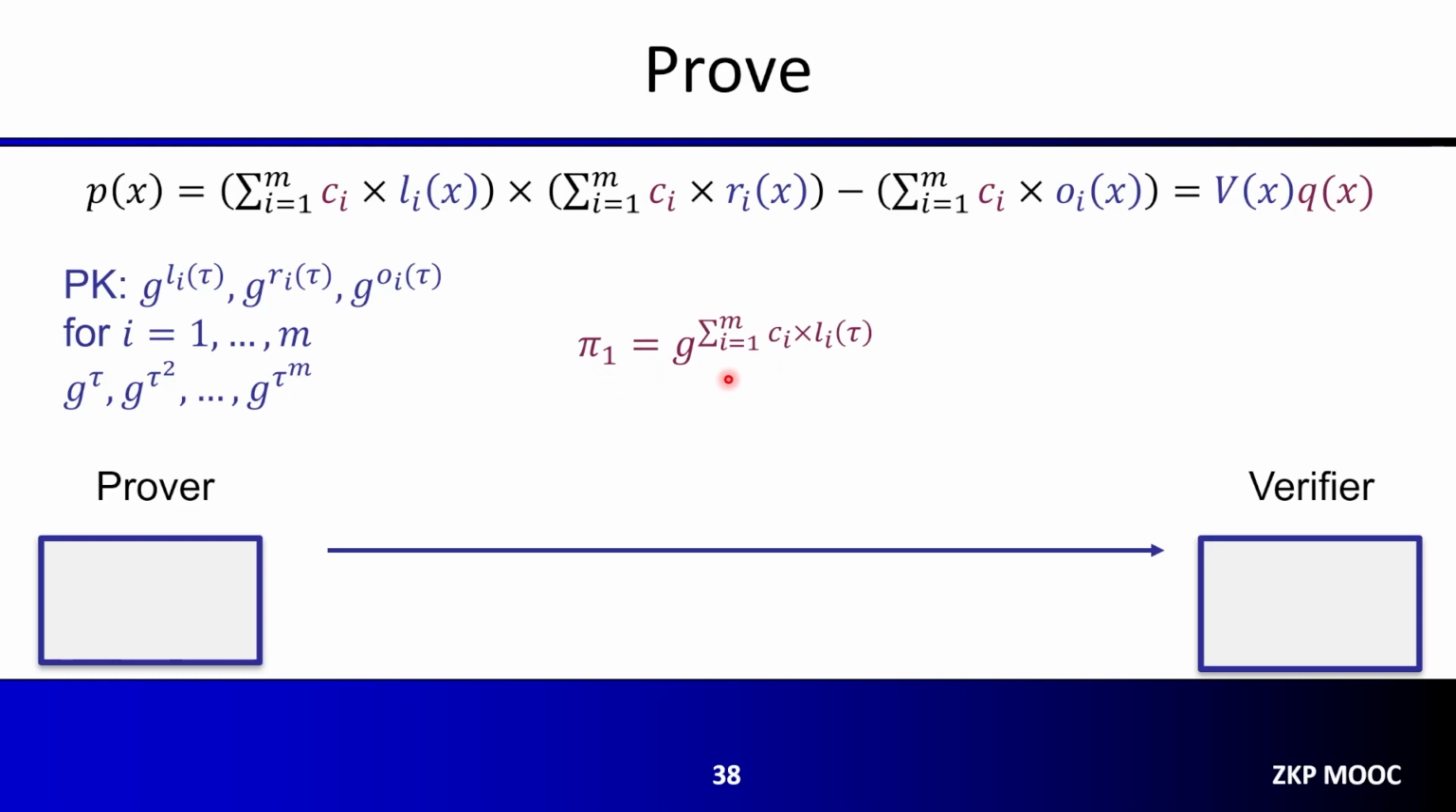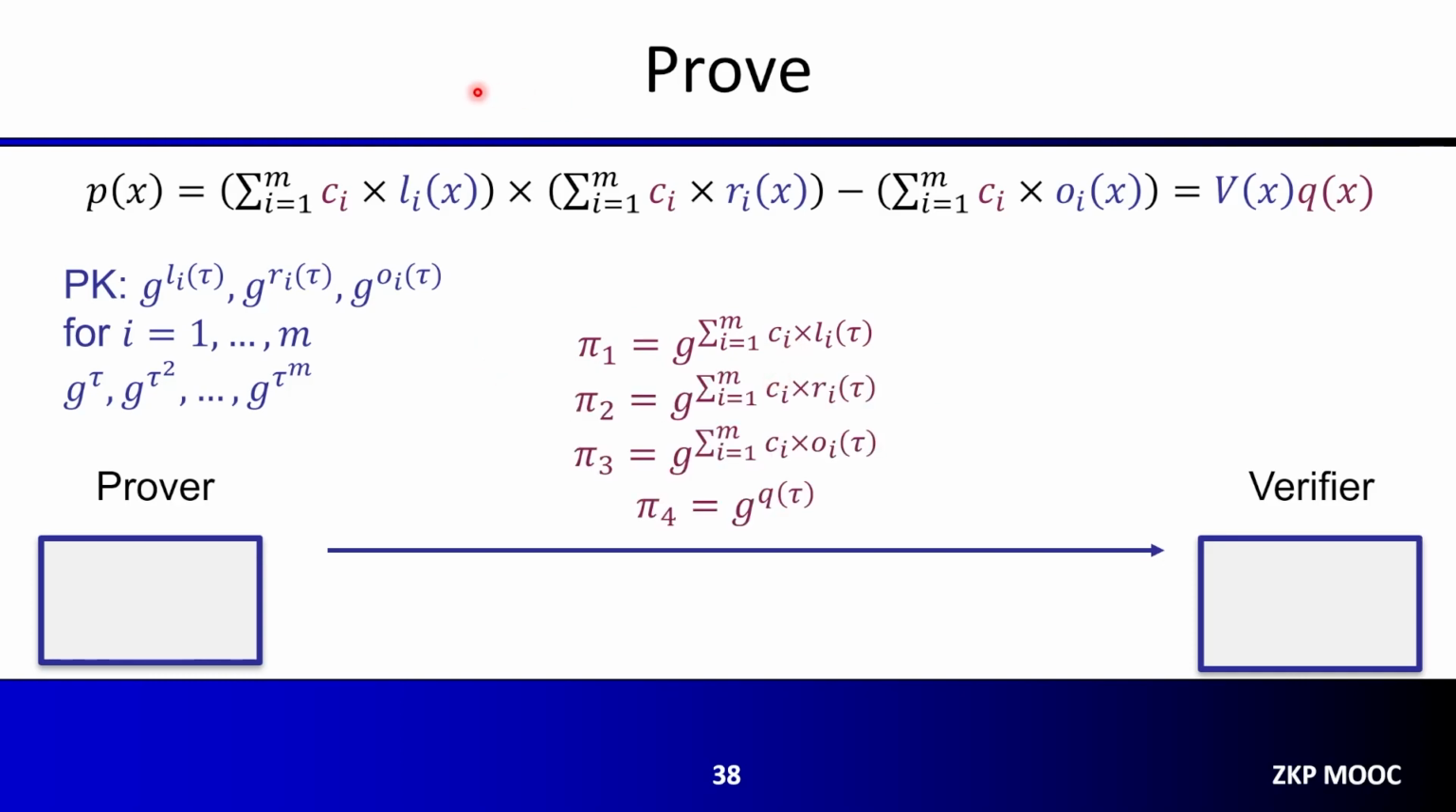And again, following the same derivation as shown in the KZG polynomial commitment, this pi1 can be evaluated by the prover without knowing the secret key tau. It can be computed using the public parameters g to the power of oi(tau). So essentially, you're raising each term of g to the oi(tau) to the corresponding coefficient ci in the extended witness, and then multiply them together, you can get a single element pi1.